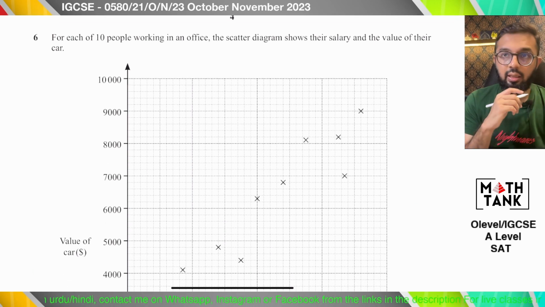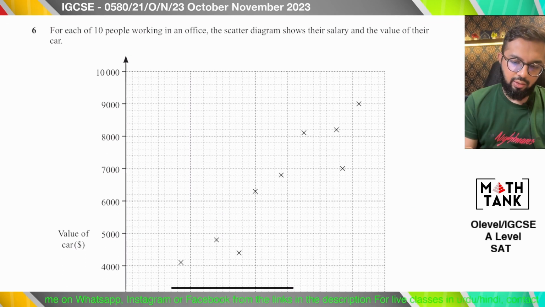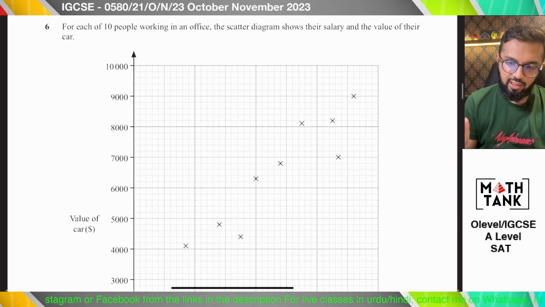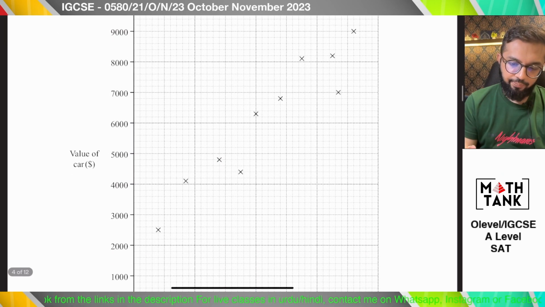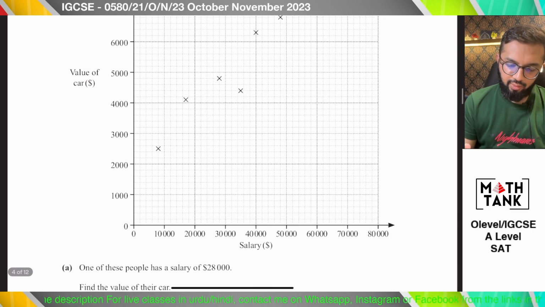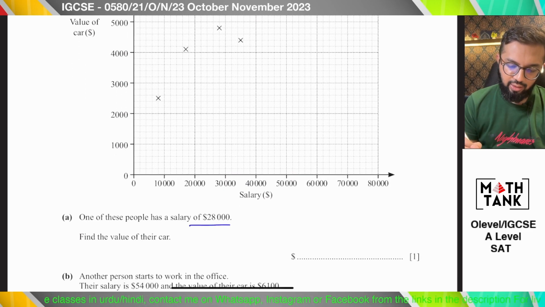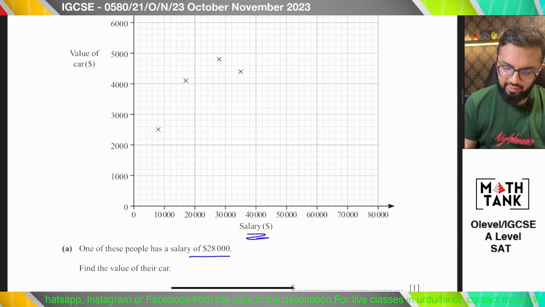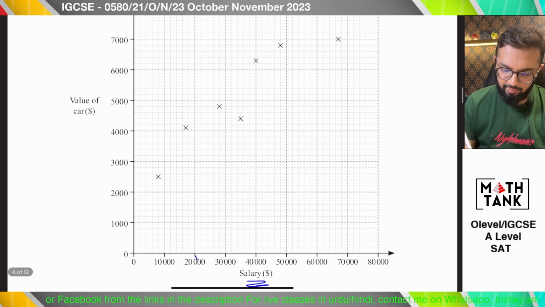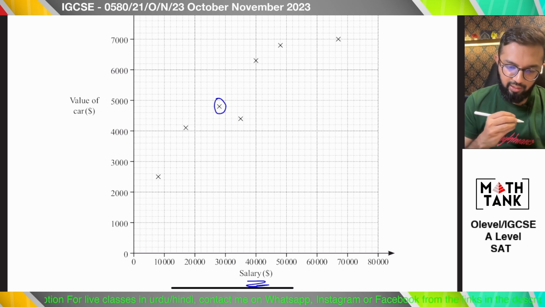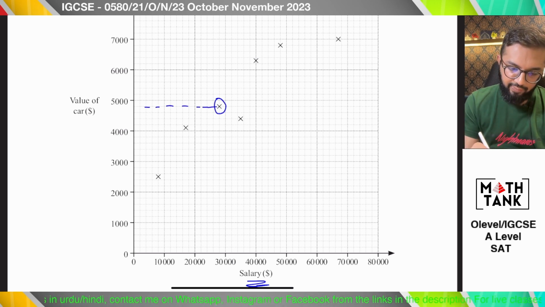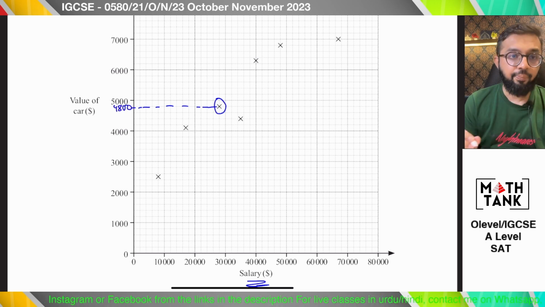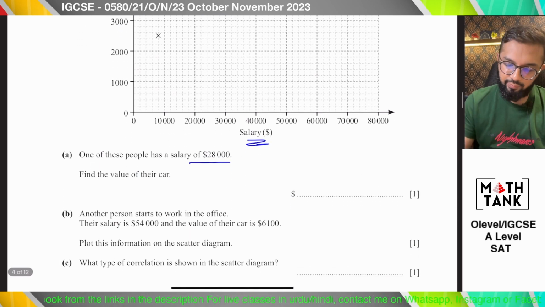Question number 6 says that for each of 10 people working in an office, the scatter diagram shows their salary and the value of their car. One of these people has a salary of 28,000. Where is salary? Salary is here. 28,000 should be somewhere between 20,000 and 30,000. This looks like the value that might be 28,000. What is its corresponding value of the car? I'm going to say that it's about 4,800. 4,800 is the value of the car.